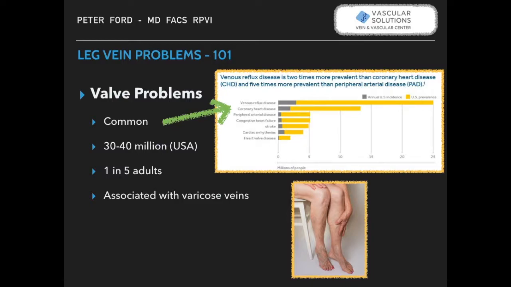Vein valve problems are thought to affect at least 25 million Americans, and some studies have put the estimate as high as 30 to 40 million. This condition is twice as common as coronary heart disease and several times more common than peripheral arterial disease.